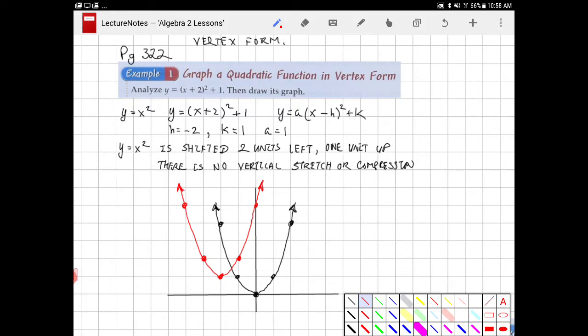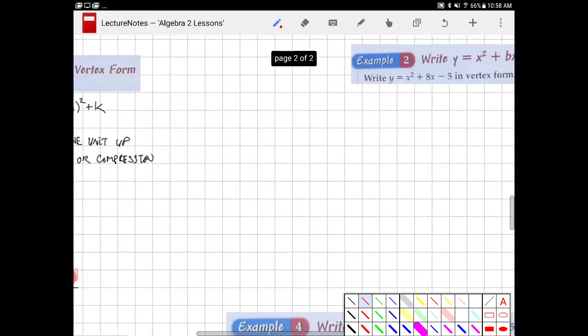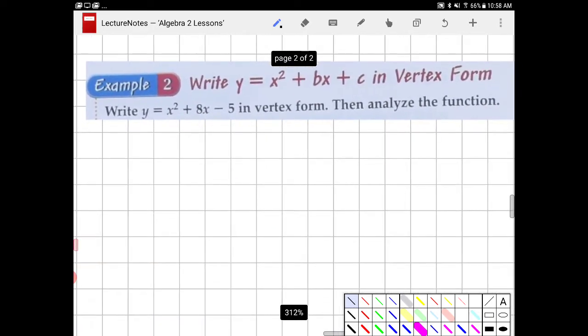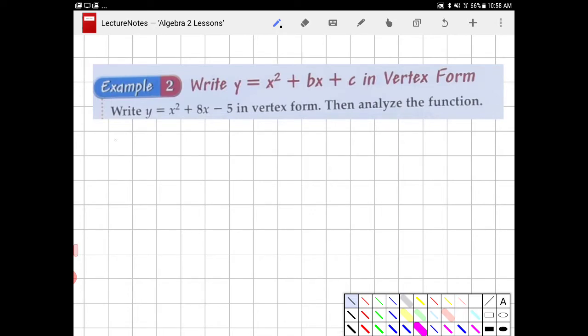All right. Let's take a look at the next example. Here we need to rewrite y equals x squared plus 8x minus 5 in vertex form, and then we're going to analyze the function. There are actually 2 ways that we can approach this. We can identify exactly what the vertex is. Recall that (h, k) is our vertex, but h is also the axis of symmetry, and the axis of symmetry formula was x equals negative b over 2a.